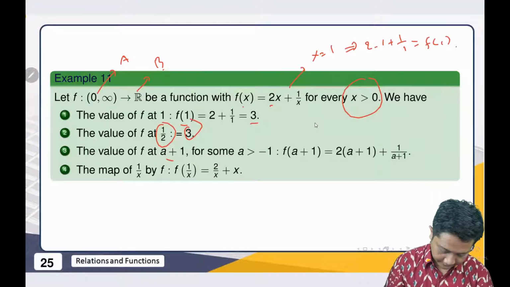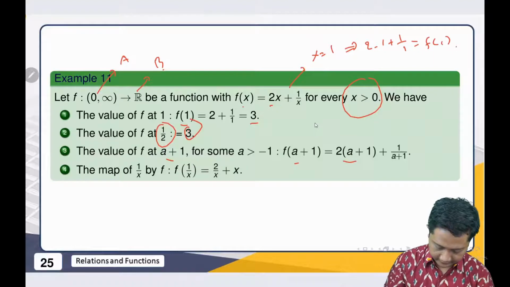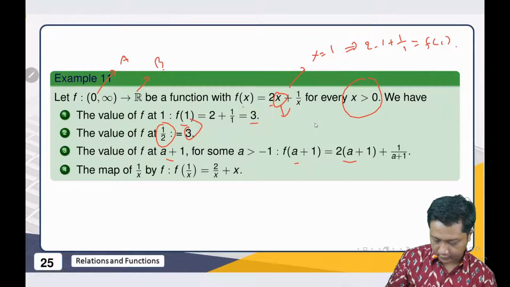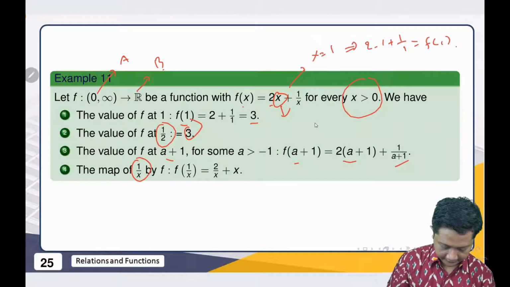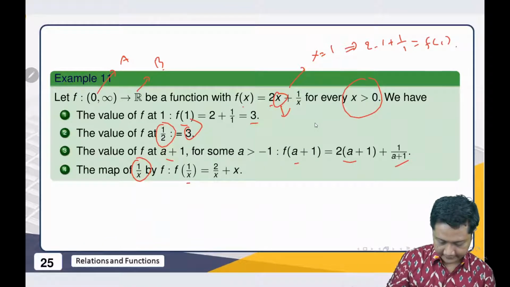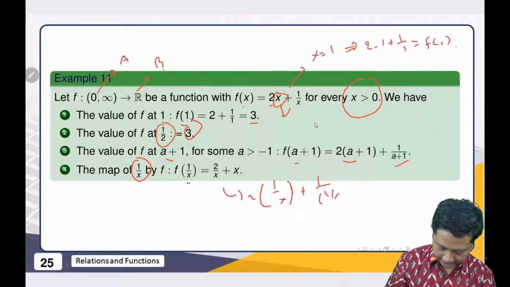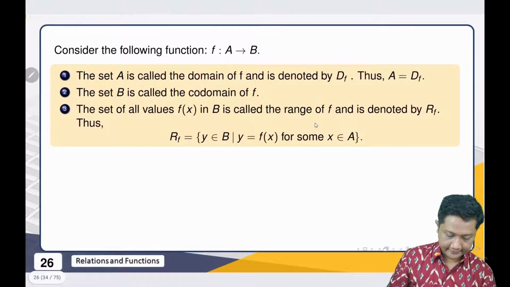Then next, when x is equal to a plus 1, we just substitute x with a plus 1. So we have 2 times (a plus 1) plus 1 over (a plus 1). Then the last one, if x is equal to 1 over x, that's also the same thing. So we have 2 times 1 over x plus 1 over 1 over x. That will give us 2 over x plus x. Okay, hopefully that's clear enough.